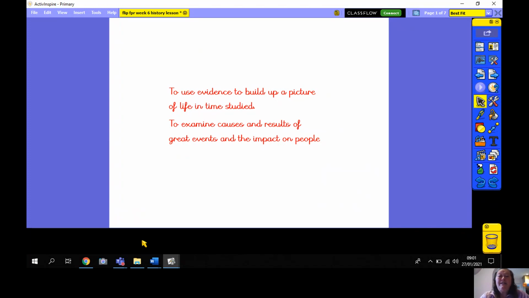And I'd like you to examine the causes and results of these great events and the impact on people. Now that sounds a bit posh, but all it actually means is, so the Industrial Revolution, what impact did it have on people? This great event, which happened over many, many years, what was the outcome for people? What changed for people? So that's what we're looking at today. We're going to look at what it was like, and how this changed for people. This is just one aspect of it, really. So let's have a look at the pictures.